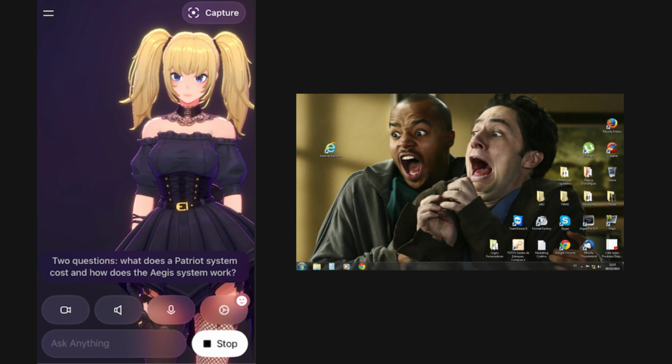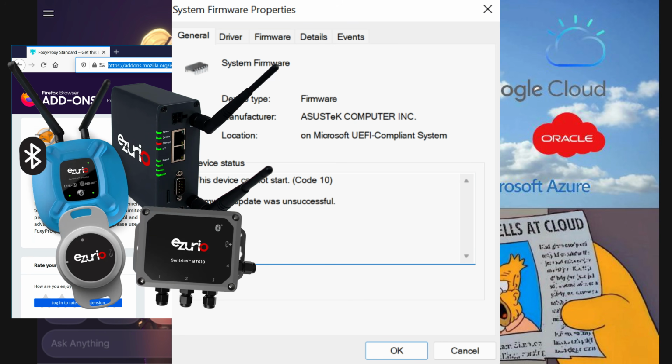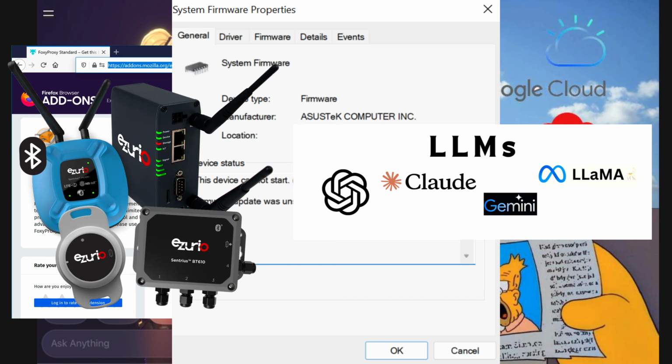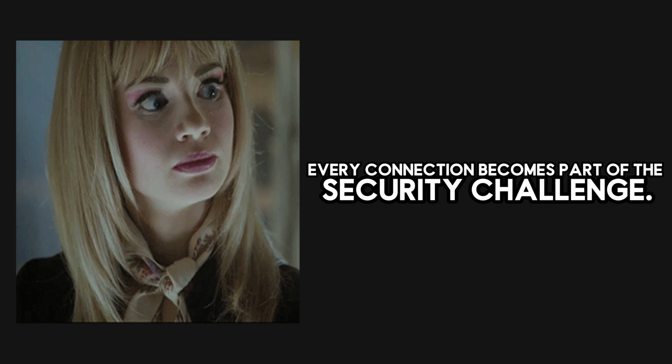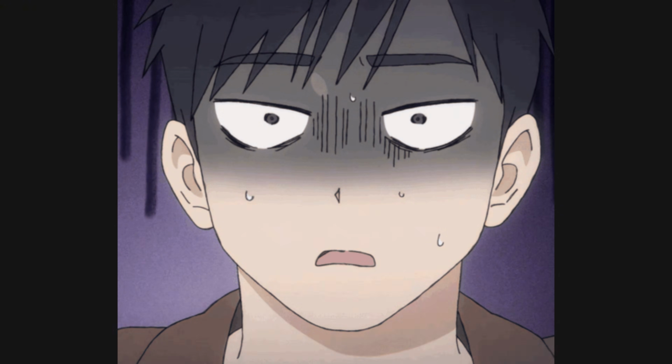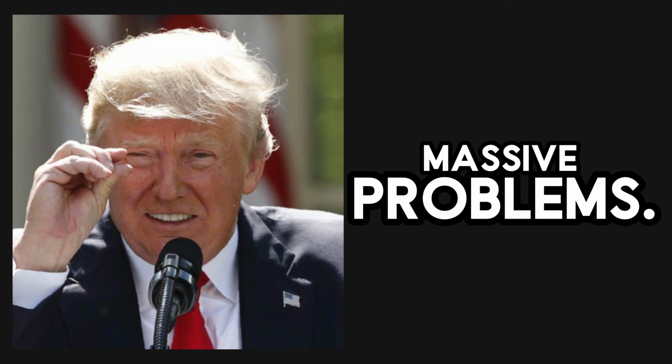Desktop programs, mobile apps, browser extensions, cloud platforms, firmware, IoT devices, and even AI-powered systems. Everything is connected, and every connection becomes part of the security challenge. And this is where modern software security becomes complicated. Sometimes the weakness isn't inside the application itself, it's in the way different systems communicate. A small mistake, a missing security check, a weak authentication design, or trusting the wrong data. These tiny flaws can create massive problems.